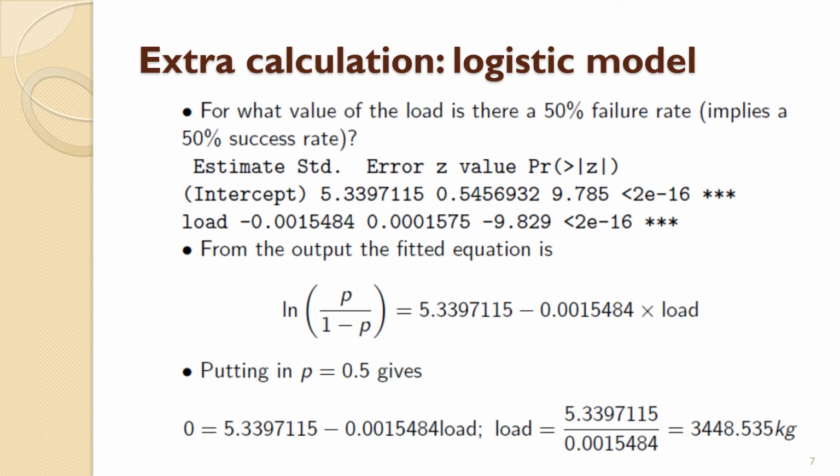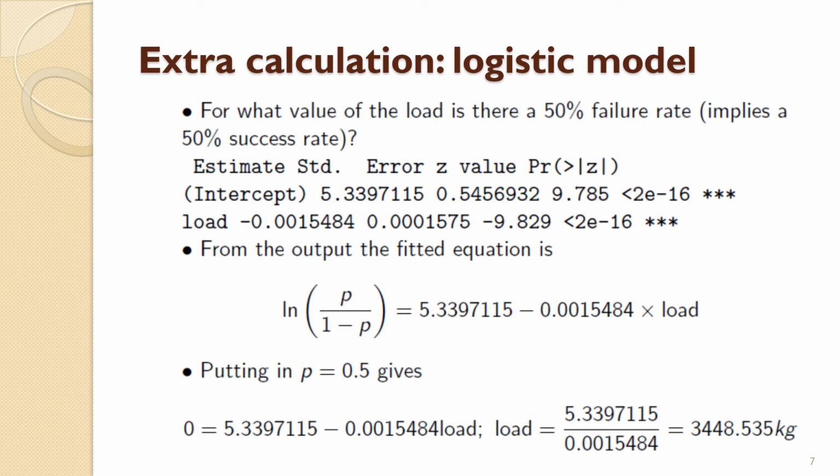Then all you would do is put in the value of p equals 0.5. So if p is 0.5, 1 minus p is 0.5, so p over 1 minus p is 1, take the logarithm, you get 0, so that's where the 0 equals 5.3397115 minus 0.0015484 times the load comes from. Solve for the load, and you should get this value here at the end, 3448.535 kilograms.